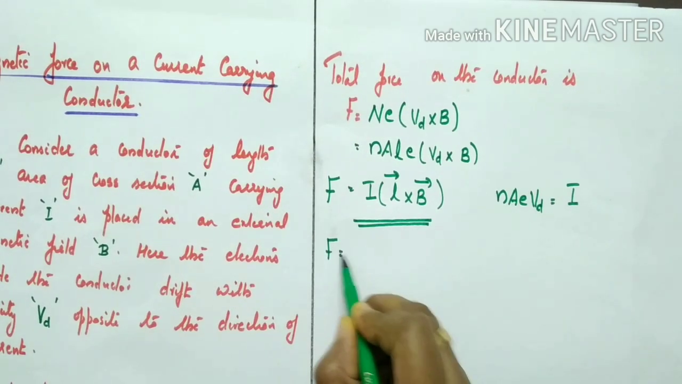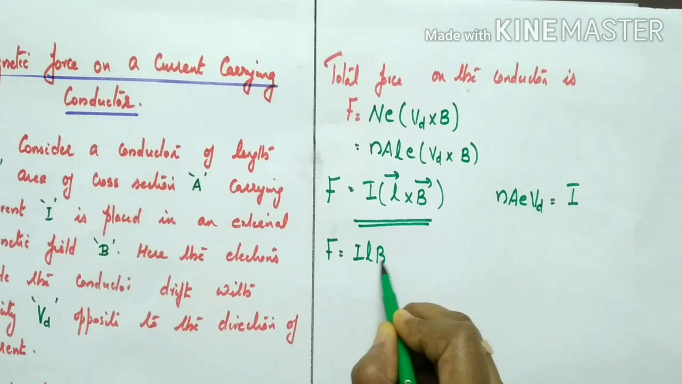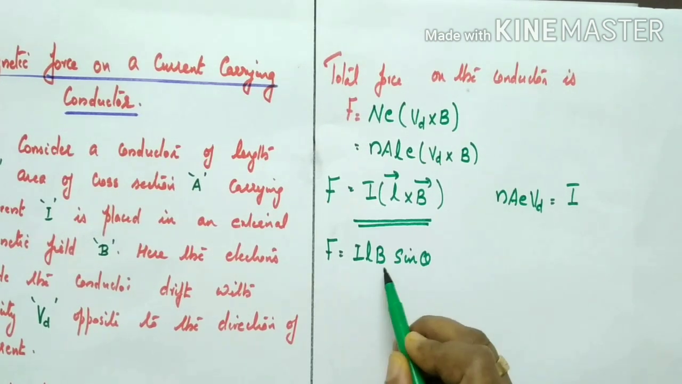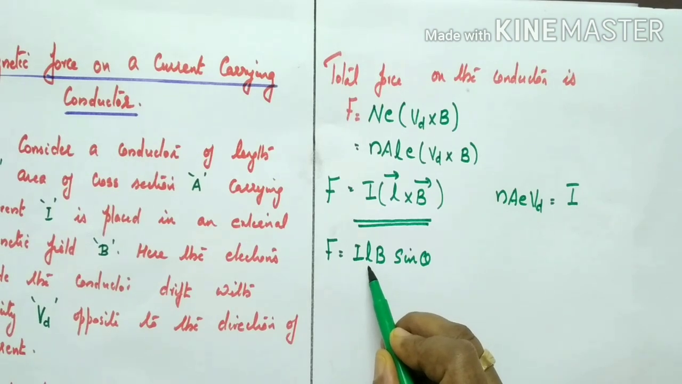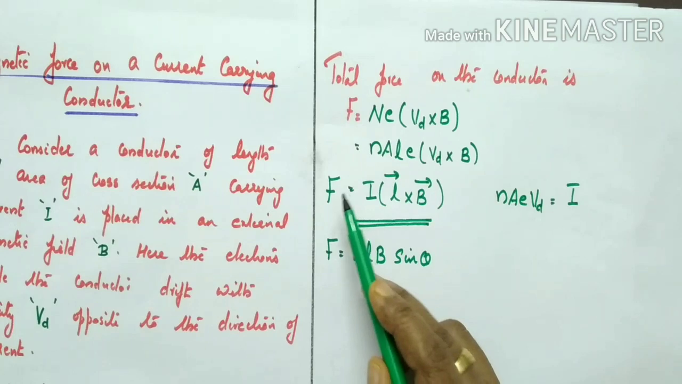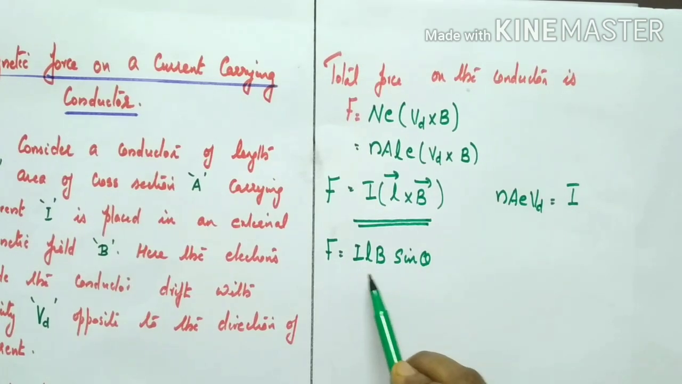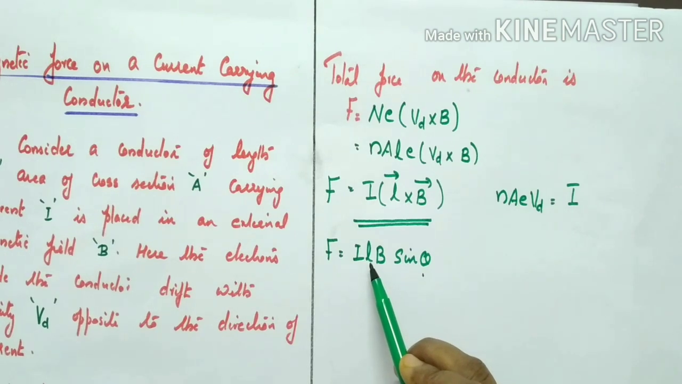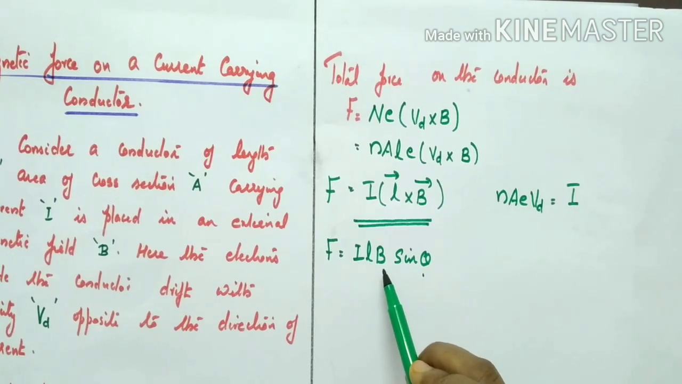Or it can be written as F equal to ILB sin theta, where theta is the angle between length and the magnetic field. What is the direction of length? The direction of length is in the direction of current. Okay, so F equal to I into L cross B, or F equal to ILB sin theta. Theta is the angle between current, or length in the direction of current, and the magnetic field.